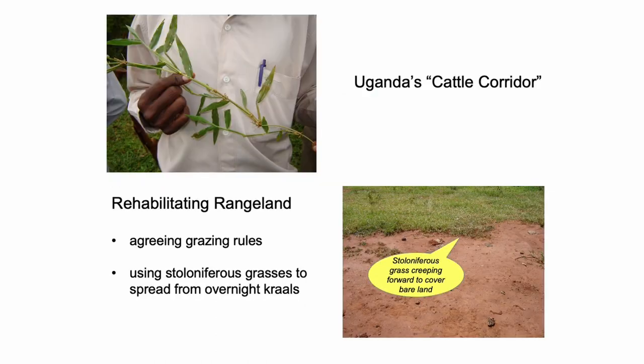On a small scale, you will always find examples of innovative groups or individuals making progress in the rangelands. Here in Uganda's cattle corridor, a group has enclosed land for rehabilitation and is encouraging the spread of a stoloniferous grass from cattle kraals, that is, overnight pens, where it grows strongly in the deep manure.